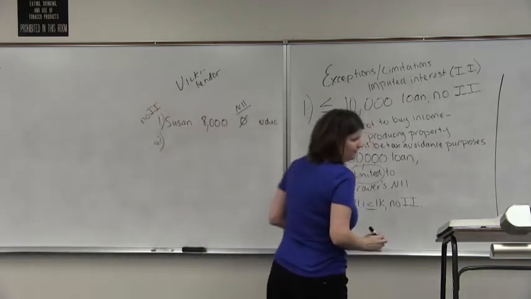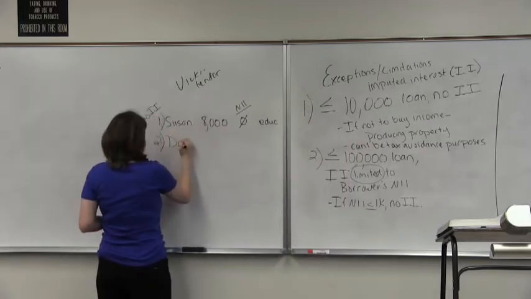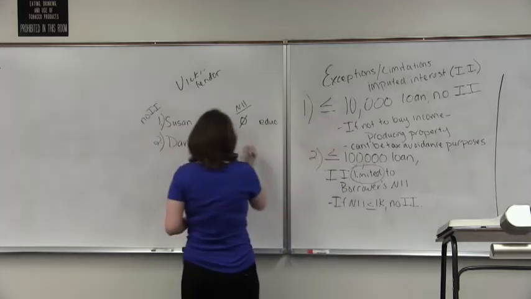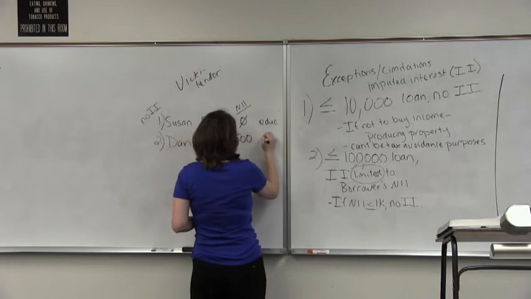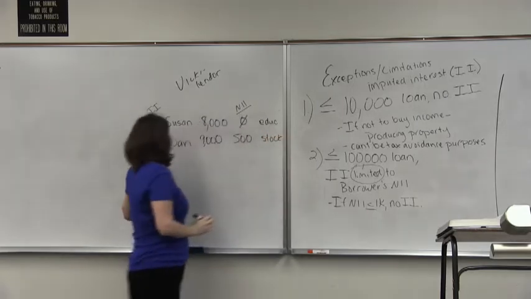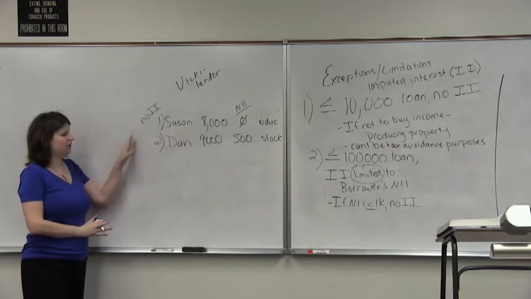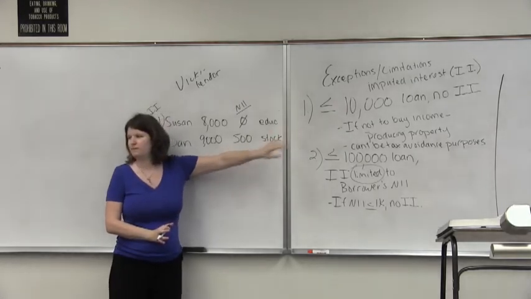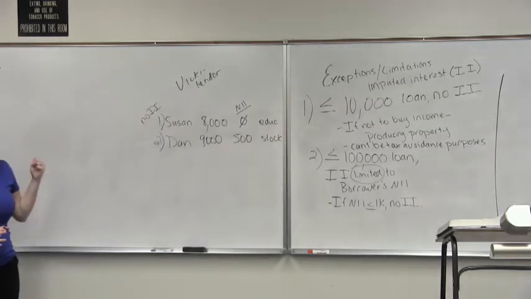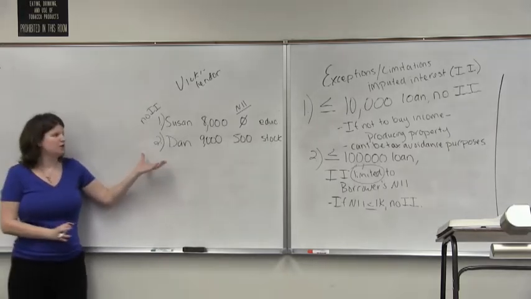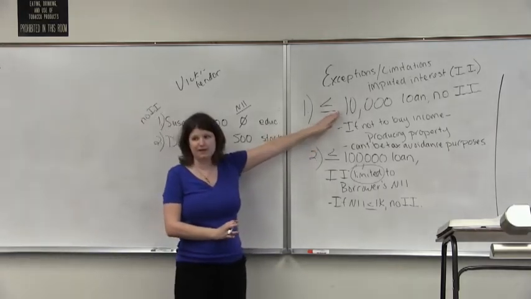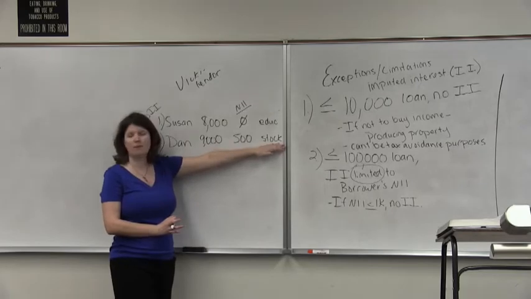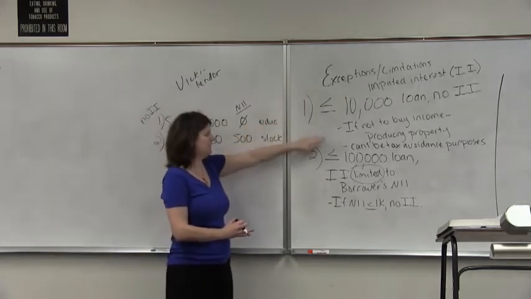Okay? Now for the next one we have Dan. So Vicki loans Dan $9,000. He has net investment income of $500, and he is buying stock. So, does the loan to Dan fall under this exception here? No. Why? That's right, because he is buying income-producing property. To qualify under this exception, the loan has to be less than $10,000, which it is, okay? But he is buying income-producing property, so he does not qualify under this exception.